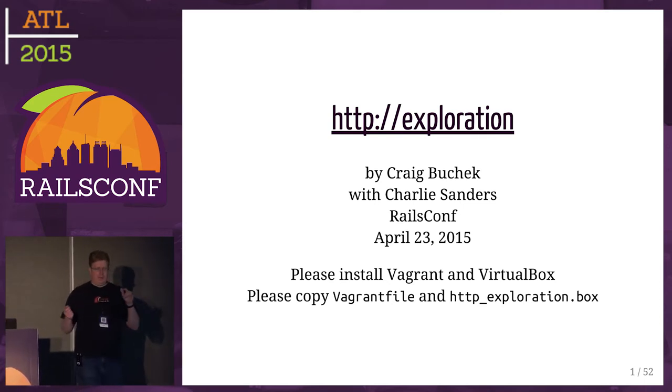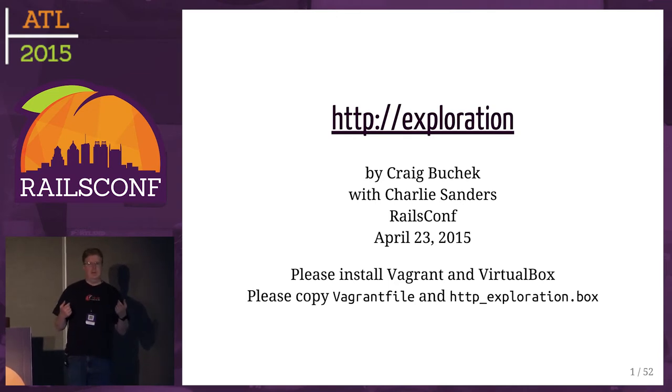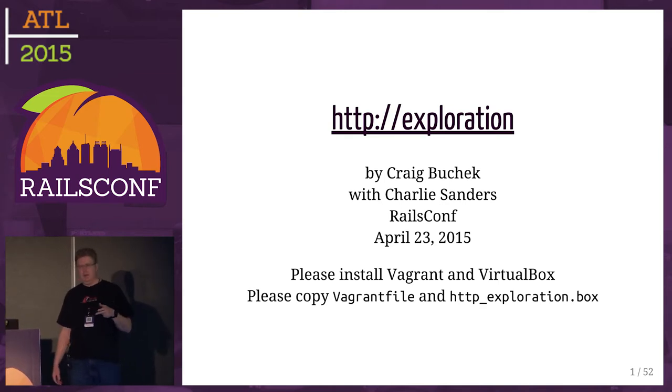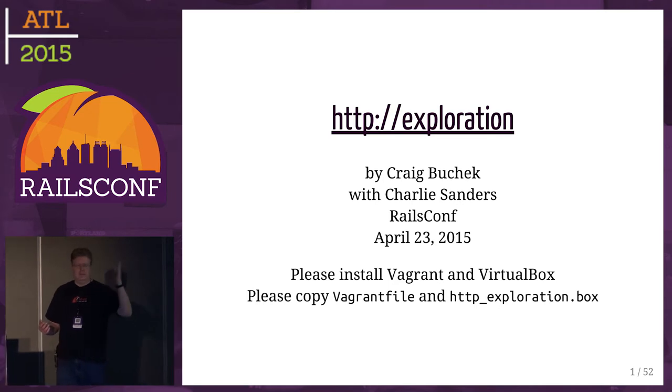The USB keys have two files you'll need, the Vagrantfile and the HTTP exploration box file. If you don't have Vagrant and VirtualBox, there are executables on there for Windows, a couple variants of Linux, and Mac. You'll need to have those installed. I'm going to do a half-hour lecture, hopefully a little shorter than that, and then we'll have about an hour to run through the exercises. The exercises will walk you through starting up Vagrant and everything you need to do.